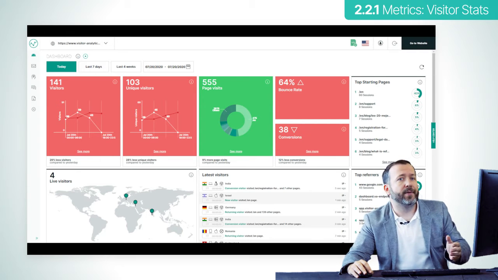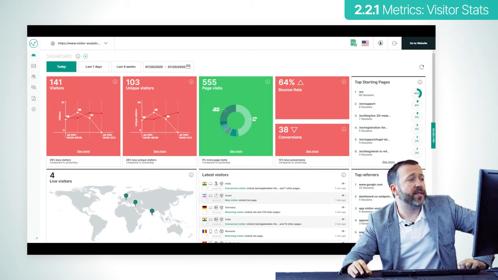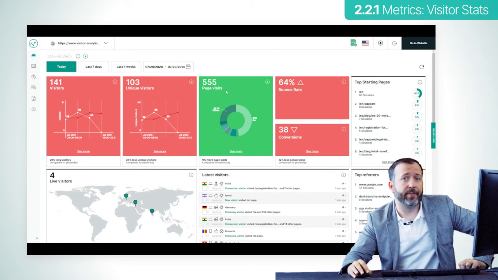This metric takes the IP address into account, or in our case, the fingerprint left by the first visit. Therefore, if one person visits the site 4 times in a day, we will count 4 visitors or sessions, but only 1 unique visitor. Then there is the visits, the page visits tab.